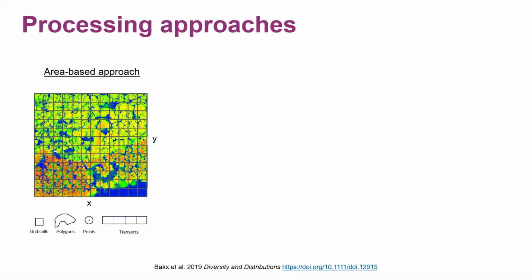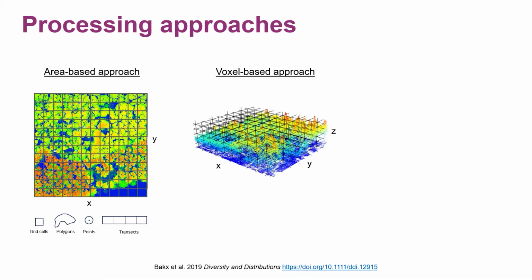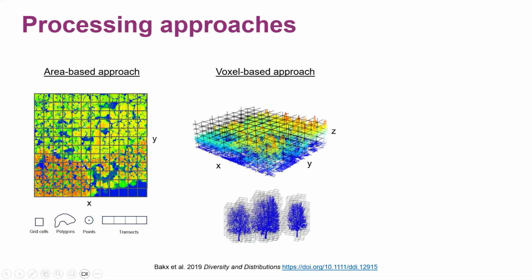It cannot only be grid cells. You can also think, for instance, about polygons from nature reserves. You can think about points and a radius around, or transects that have been done with, for instance, bird or butterfly surveys. Another way you can analyze the point cloud is to look at voxels, so 3D cubes, and basically calculate properties for each of those cubes. An example is here, for instance, calculating information for trees in different heights and different levels.